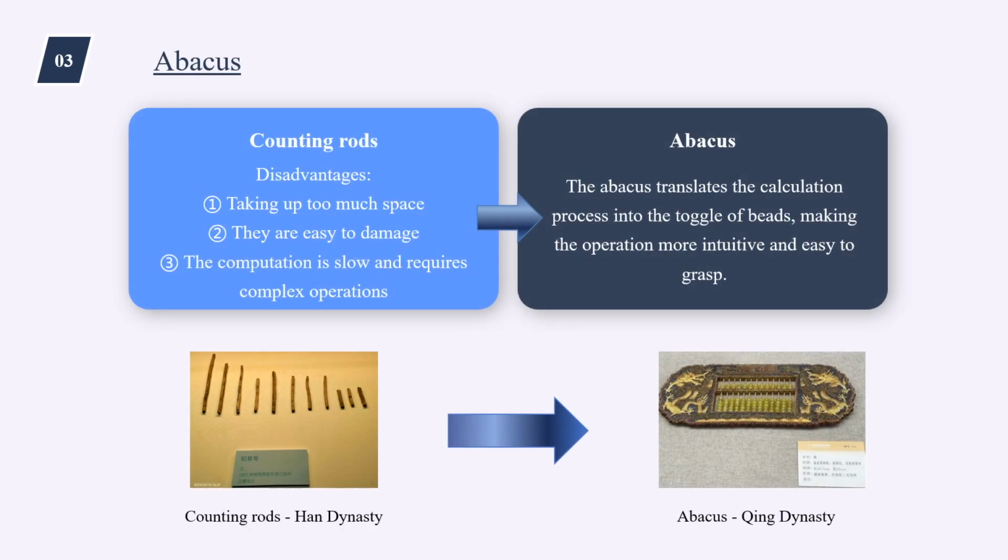In a certain period of time, counting rods can meet people's computing needs, but with the progress of society and higher requirements for computing efficiency, their limitations are gradually exposed. As a result, people innovated and improved the calculation tools and invented the abacus. After that, the abacus was gradually improved to replace the counting rods.